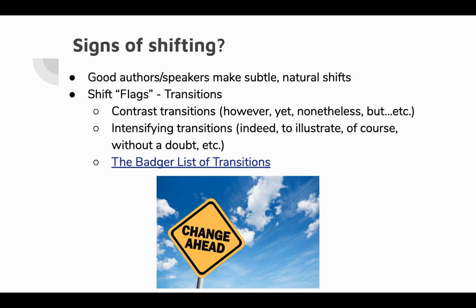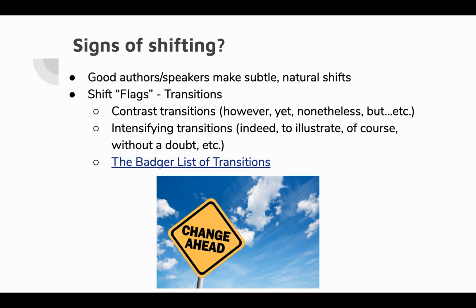There are different types of shifts. So there are contrasts, like however, yet, nonetheless, but. And then there are transitions called intensifying transitions, which include indeed, to illustrate, of course, without a doubt.